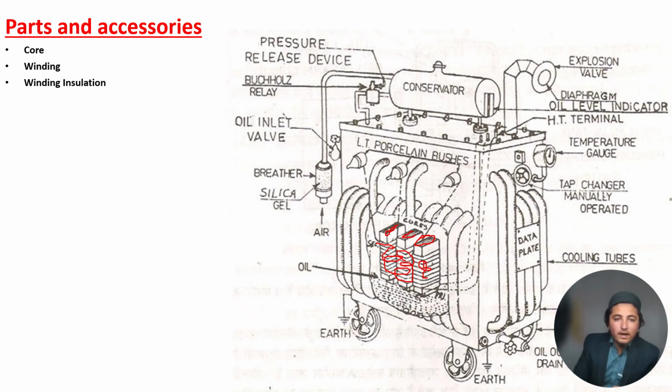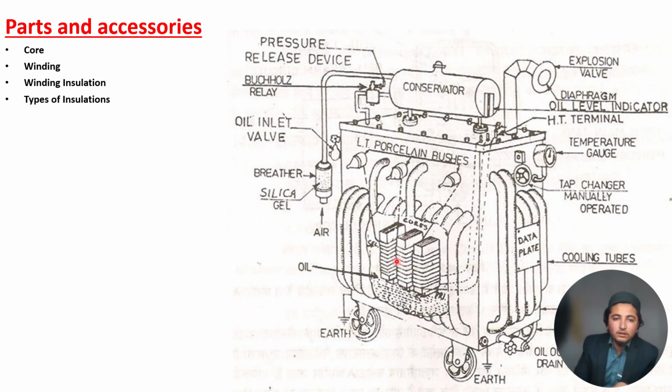The next one is winding insulation, that is, how the windings are insulated from each other. Basically, here the windings are insulated from each other with the help of winding paper, or with the help of oil, or with the help of air. But in this transformer, each phase winding is insulated from the others with the help of oil, and one turn is insulated from another with the help of insulating paper.